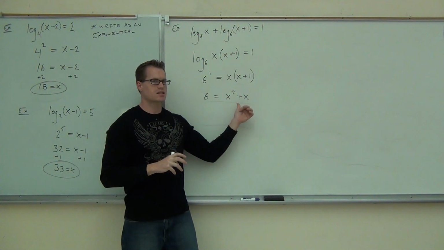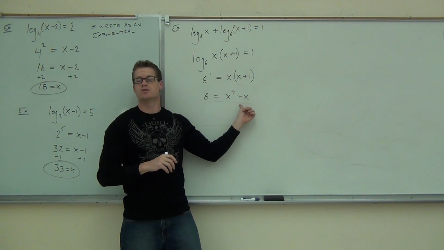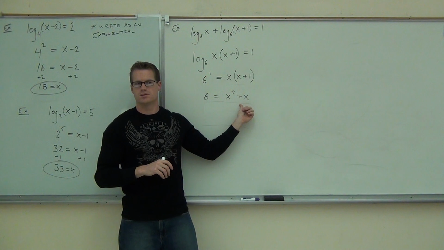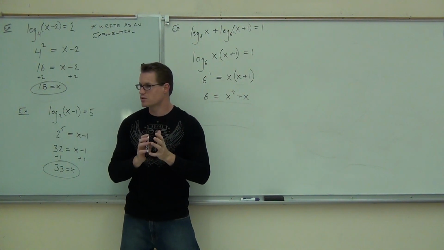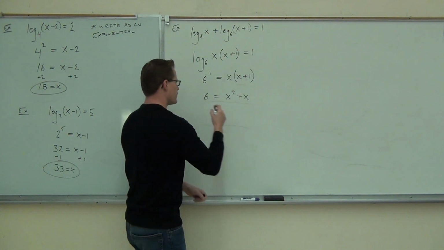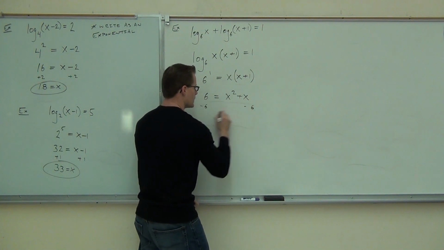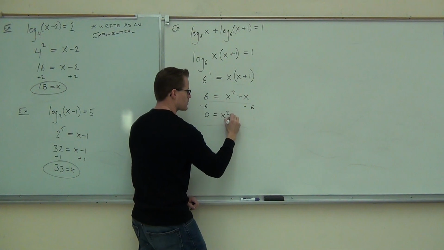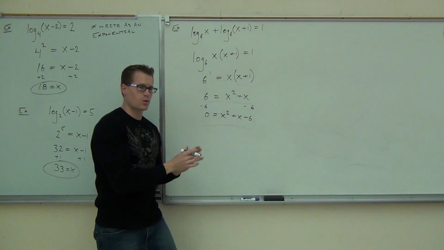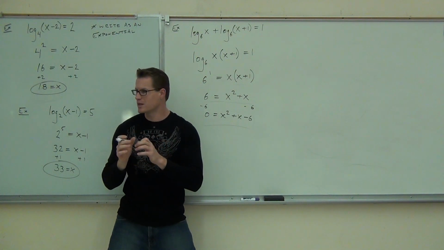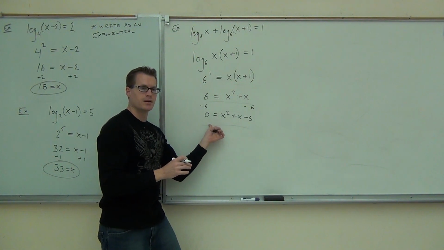That x squared should say something to you. It should tell you exactly what to do right now. What are you supposed to do right now? Subtract the 6. I got to get 0 on one side because we're going to be factoring or using the quadratic formula. So if I subtract 6, I get 0 equals x squared plus x minus 6. Why are we doing that? Because we need to know how to factor that or use quadratic formula. And the way to do both is to have 0 on one side.